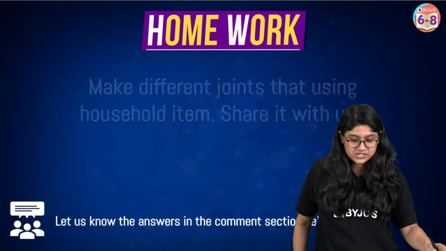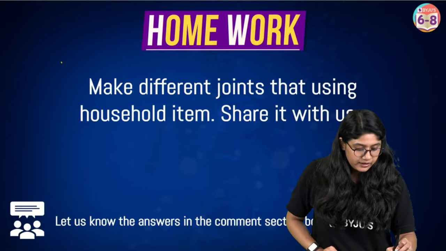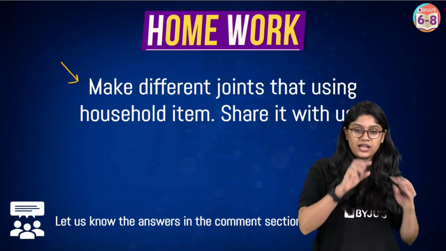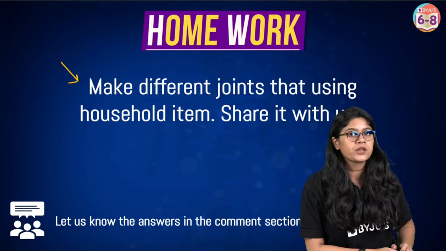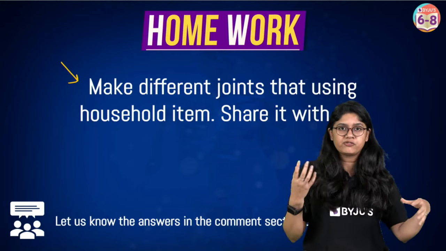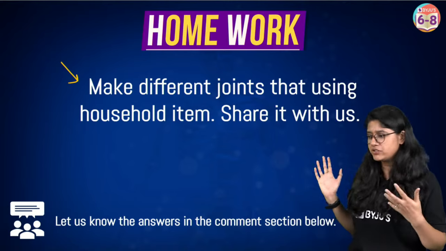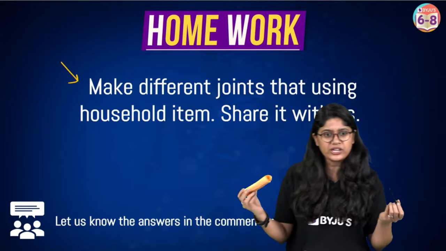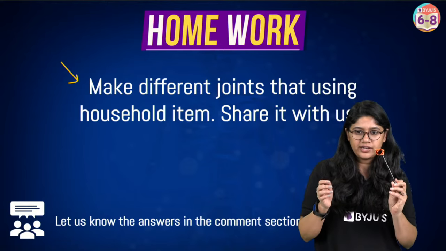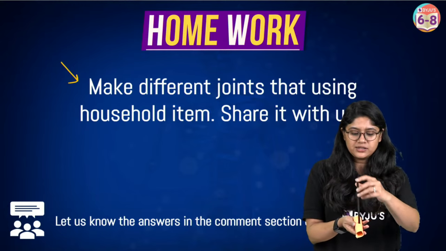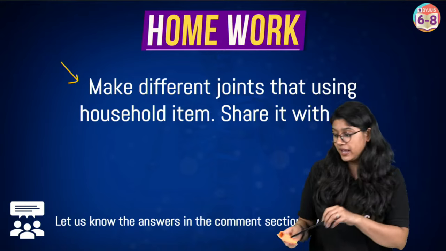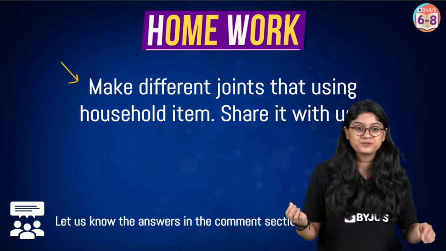And there's a very interesting homework question for you. I'm sure you can try it out at home and share it. There's a Google form link below. You can upload the images there. What you need to do is make different joints with the help of household items and share them with us. See, I have done one here. It's there in the textbook also. For this particular joint, you just need a cylinder. You can make it from chart paper and have a pencil. So the movement is happening like this. Do make it and do share it with us. And of course, we'll be sharing it with all of you.